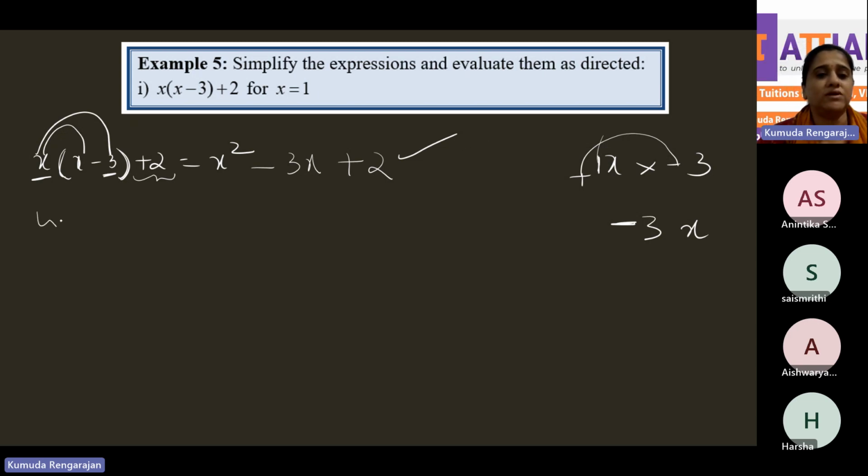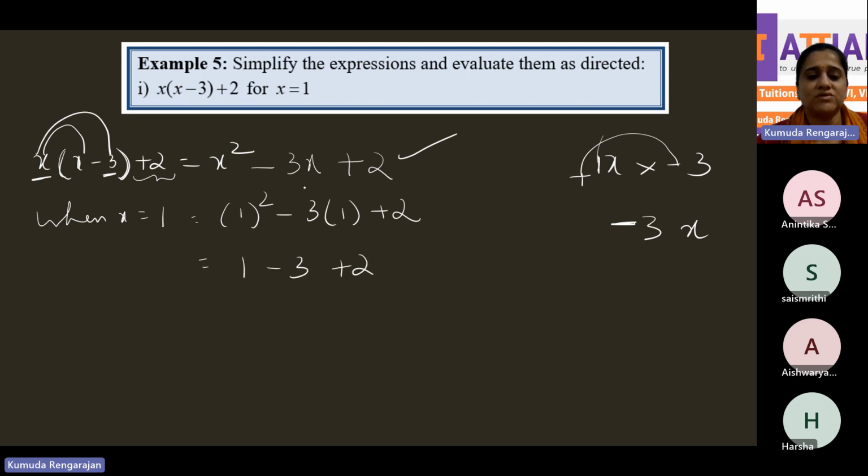Now when x is equal to 1, we have 1 squared minus 3 into 1 plus 2, which is 1 minus 3 plus 2, because 3 into 1 is 3. And 1 minus 3 is minus 2, plus 2 is 0.